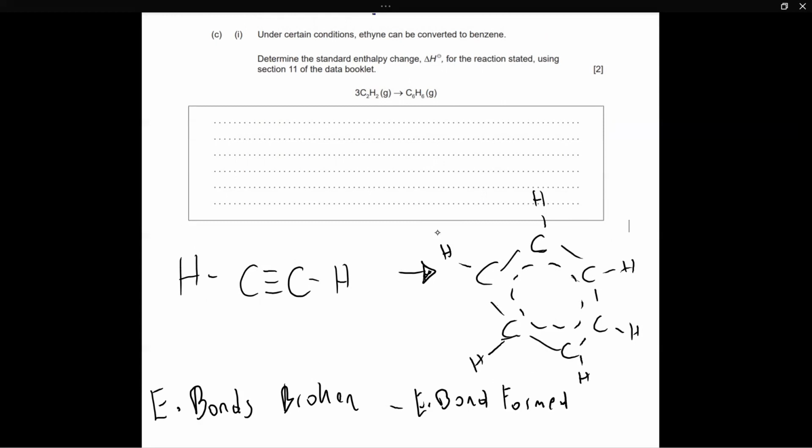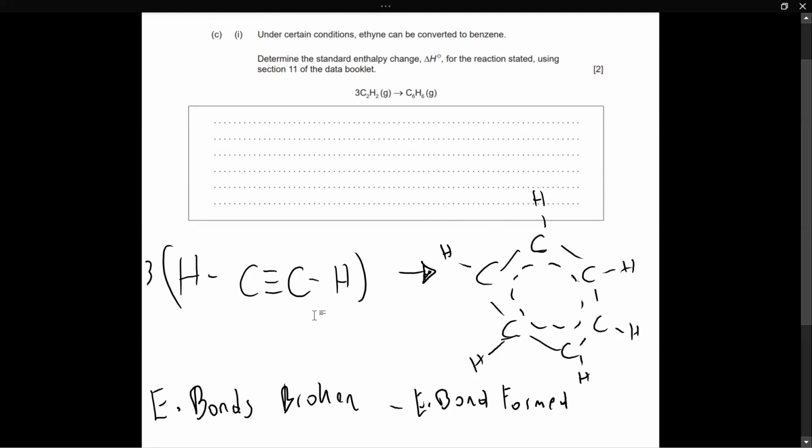And we have the enthalpies given to us in section 11, and we have the bond enthalpies of the products which have also been formed. So everything is given to us. All we have to do now is substitute the values in, and then we should be good to go and solve this question. So let's first focus on the enthalpy of the bonds broken.